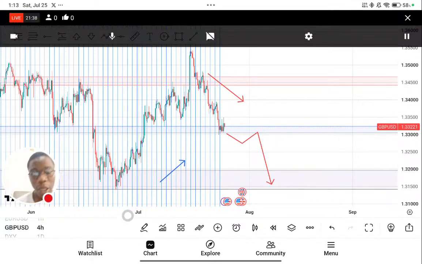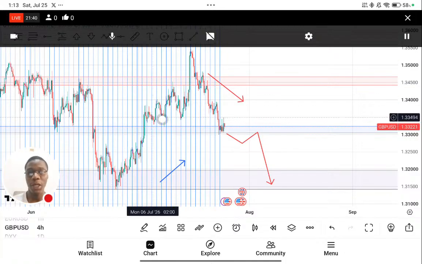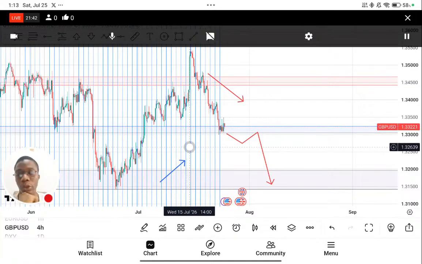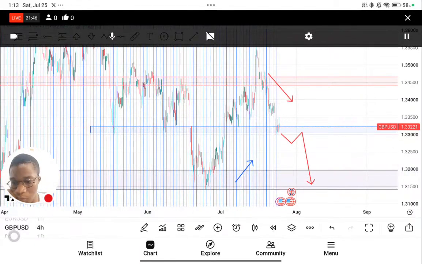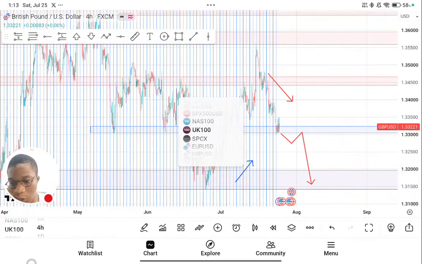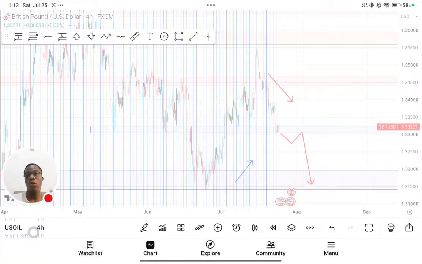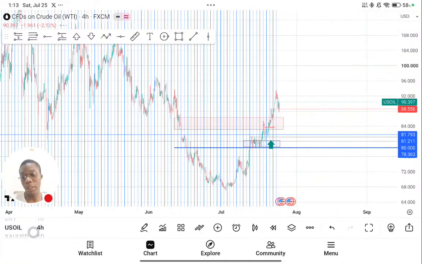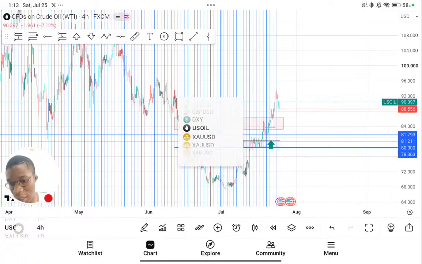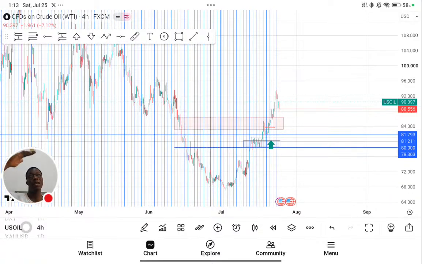But then in further lessons, you're going to be seeing how we are going to be using them with other things to make decisions in the market to either buy or sell. Support is just like a table holding something, and when that table gets broken, you don't expect it to hold anything again.